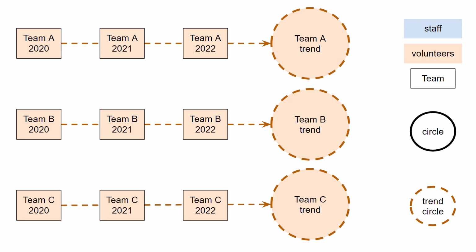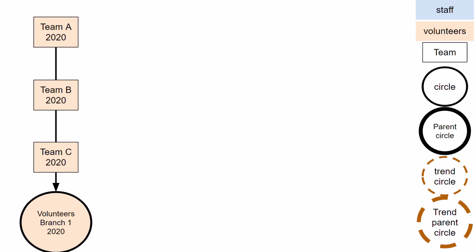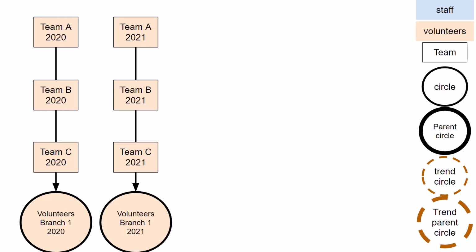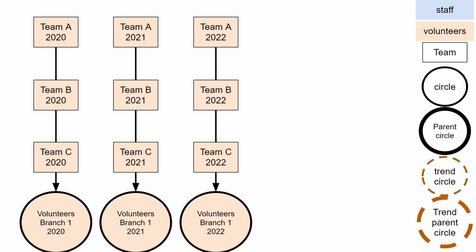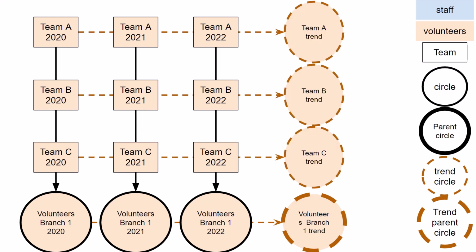And when you think of it, you can even do it another way, is you can, in 2020, group the three teams, as we have seen in the previous example. So these are the volunteers from branch 1 in 2020, and then you do that every subsequent year. And so then you can create a super circle here, or a parent circle, or a trend parent circle, and you can call it any way you want, which is actually the aggregation of the three volunteers branch 1 over the 3 years, which is precisely what we did in the previous slide.